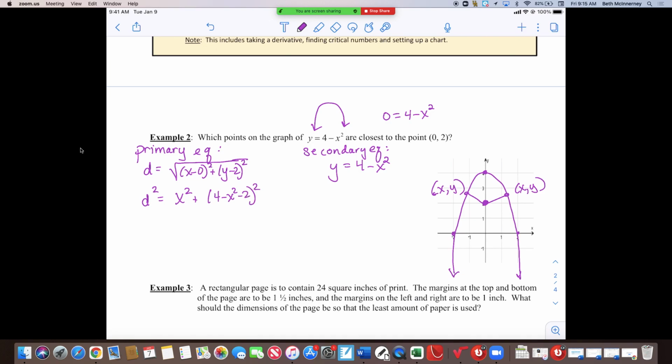And what I'm going to tell you, you are allowed to do this, is that if I go ahead and find the derivative of d squared with respect to x, that's really going to do the same thing as if I just did it with d. It's just a little less messy, okay? Just kind of stay with me here, and this will make a little more sense. So I'm going to do d squared equals x squared plus (2 minus x squared) squared.